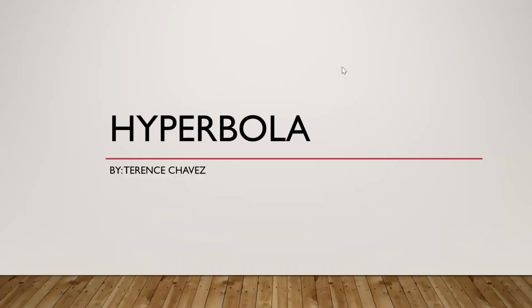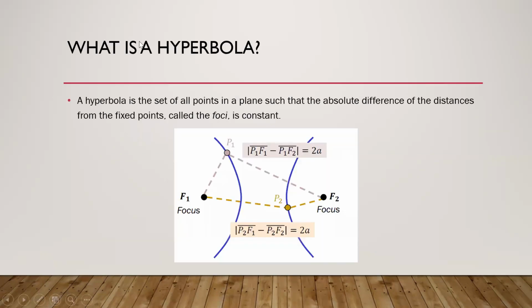Good morning, good afternoon, good evening. This presentation will cover Lesson 5 of STM 111, Precalculus, Hyperbola. What is a hyperbola? A hyperbola is a set of all points in a plane such that the absolute difference of the distances from the fixed points, called the foci, is constant.